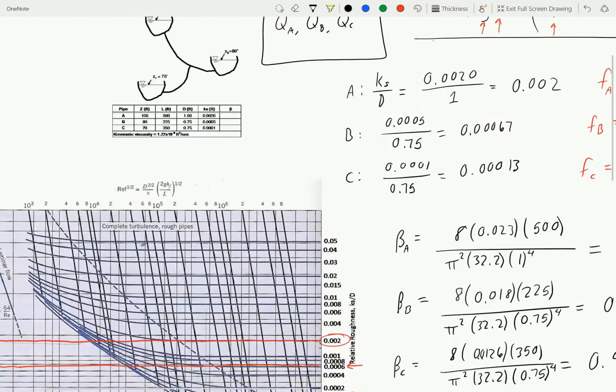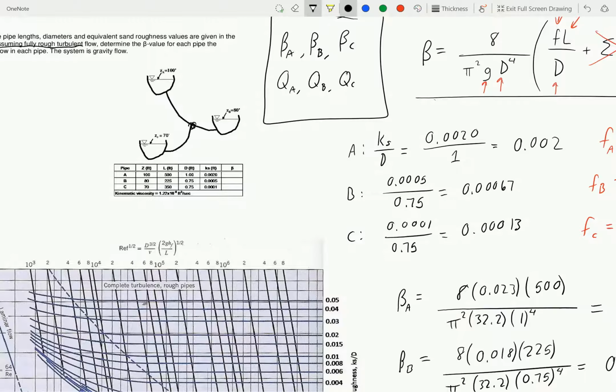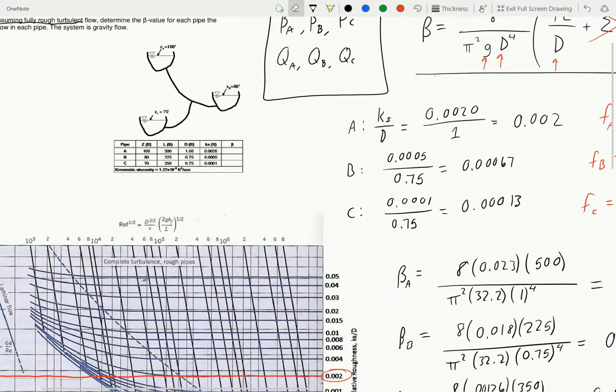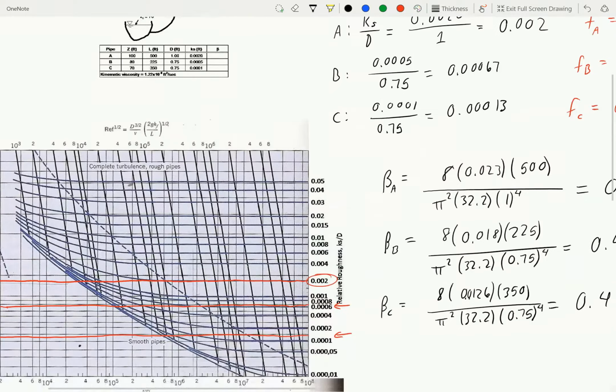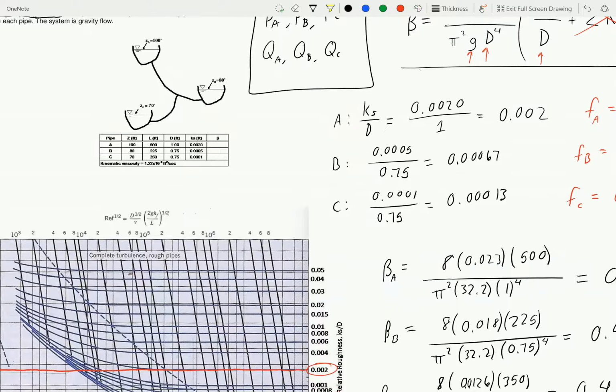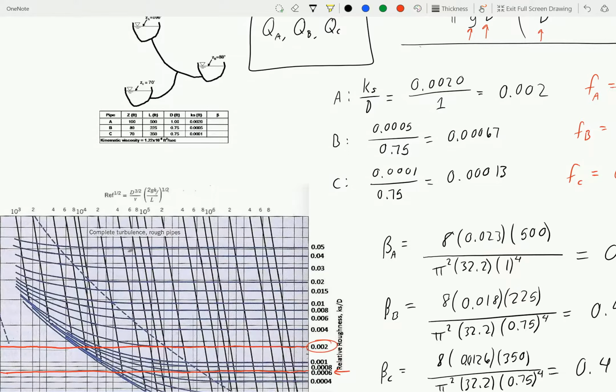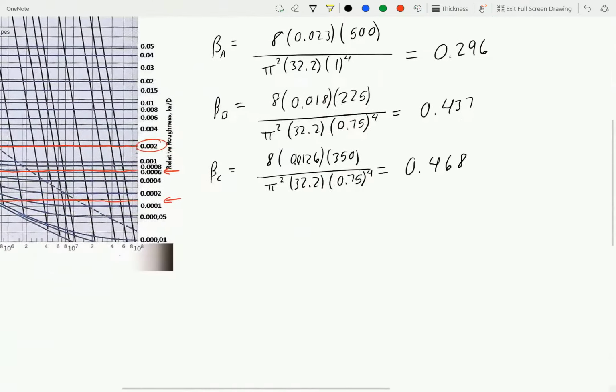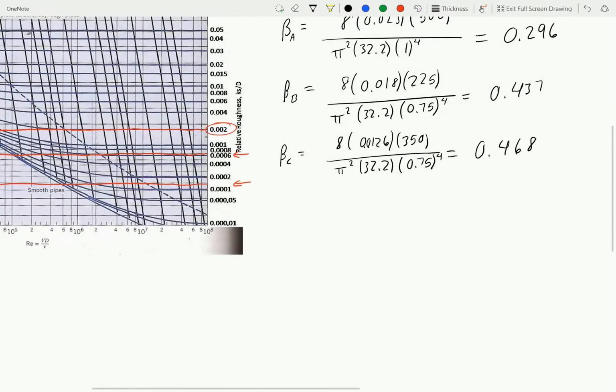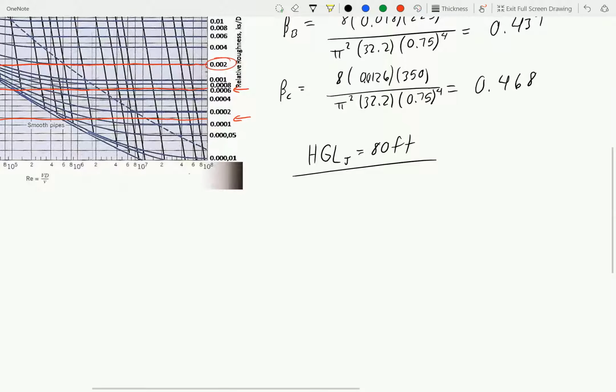So we're going to assume that the hydraulic grade line at this point here in the middle, which is point J, is right here at 80 feet. That's probably your best starting point for any of these types of problems. You're just going to want to assume that the hydraulic grade line at J is equal to the elevation of the middle reservoir that we're trying to figure out if it's going in or out of. So we will label this: the hydraulic grade line at J is equal to 80 feet. That's the test that we're running here.